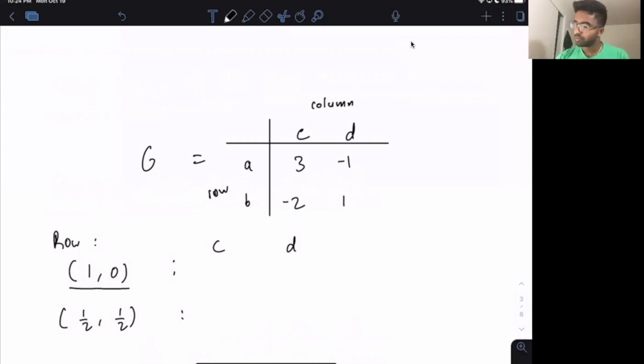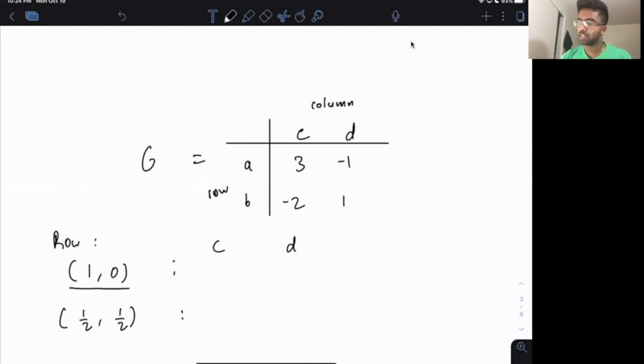What if column plays D according to row's strategy, right? Then the expected winning is going to be 1 times -1 and 0 times 1. So this is just going to be -1. Again, where did I get these values from? Here, in this strategy, row is playing A with probability 1, which means row is playing A every single time. And so if column plays C, it's going to be 3 times 1 is the expected payoff.